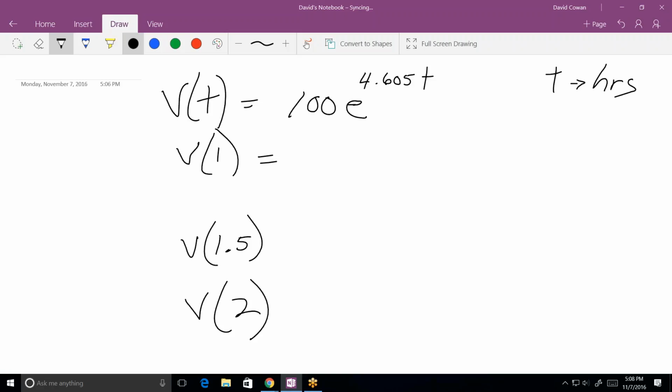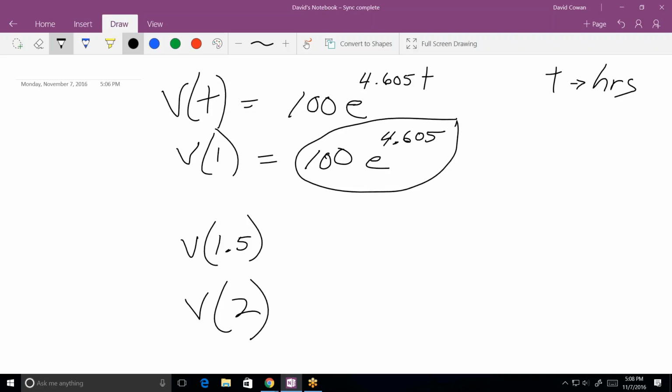You plug in 1 for T. Yes. Because we know it's a function of t. So don't be confused by that e. That e is just a number. That's all it is. It's not a variable. So in your calculator, you want to come up with this number. And you can get that straight out of your calculator. And then this one, you plug in 1.5 for t. And this one, you plug in 2 for t.